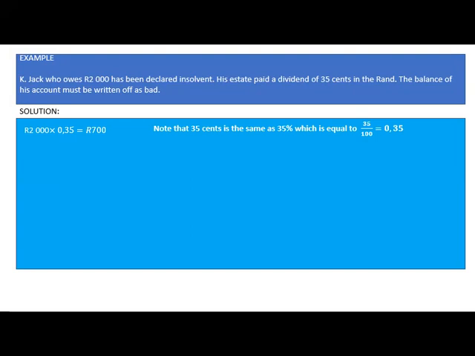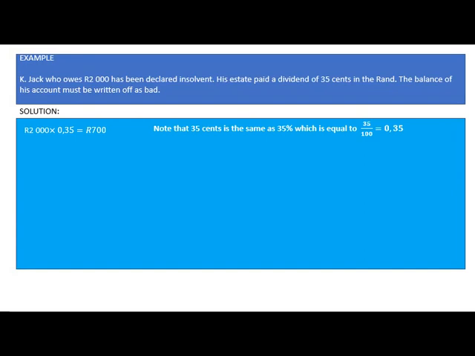Now, for every 1 Rand, they paid us 35 cents. So for 2 Rands, they will pay us 70 cents, meaning that for 2,000 Rand, they'll pay us 700 cents. Well, it isn't 700,000, it's 700 cents per the 2,000 Rand, so it's 700 Rand. And that's how much we'll receive based on the cents that we got.